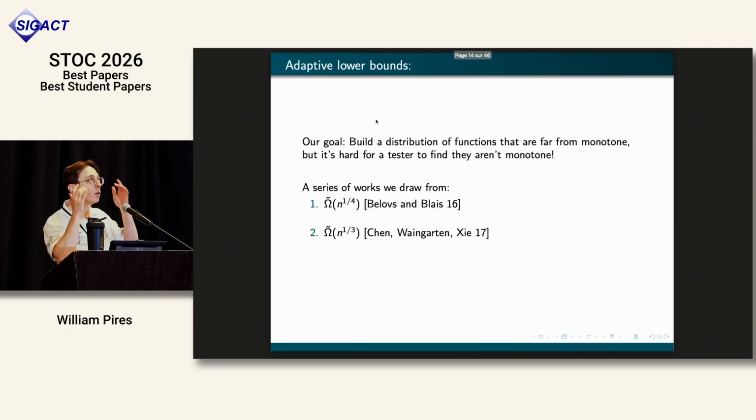So now I'm going to try to explain how we build these adaptive lower bounds, in particular how we build a family, a distribution of functions which are far from monotone, and give you a sense of why they're hard to test. So our work follows the one of Belov and Blais and the one of Chen, Waingarten, and Xie.